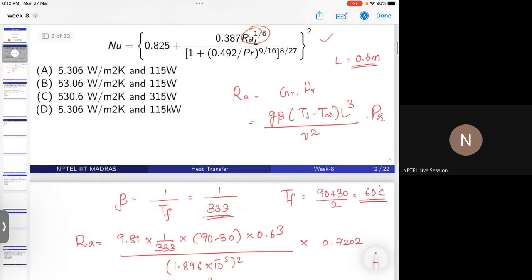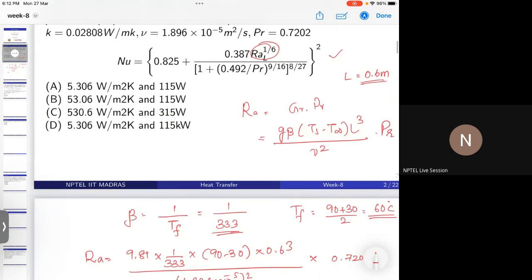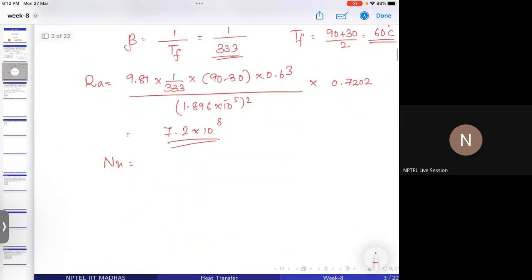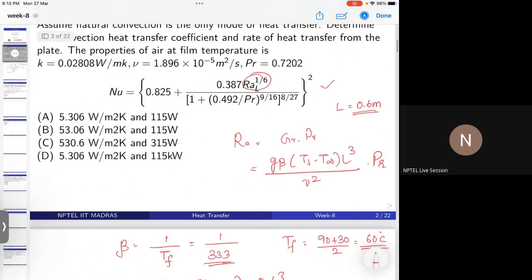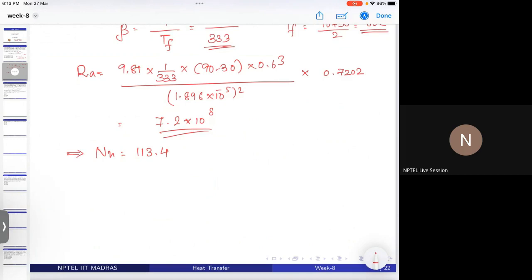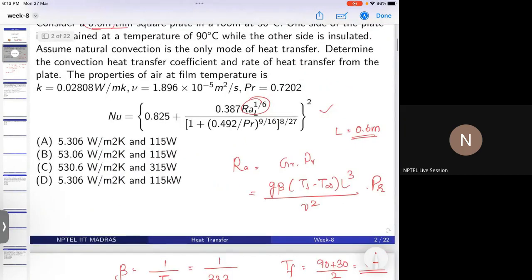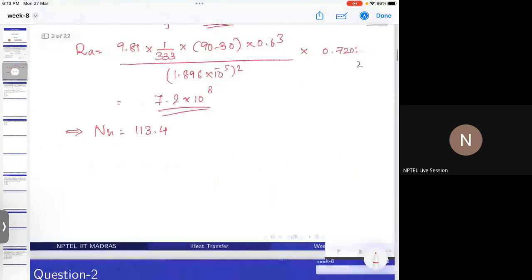Okay. So you can substitute later because it will need some time to do the mathematics. So after that, you will get the Nusselt number value as around 113.4. Okay. This is known as the Churchill and Chu correlation. So you can refer to some textbooks for its detail. So the Nusselt number will come out to be around 113.4. So you can just calculate and check whether this is coming.